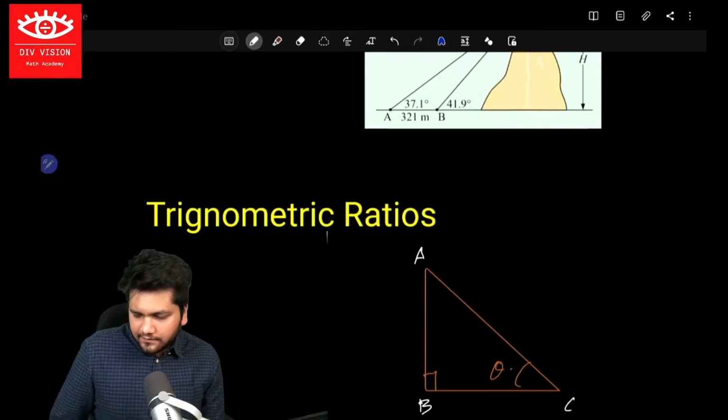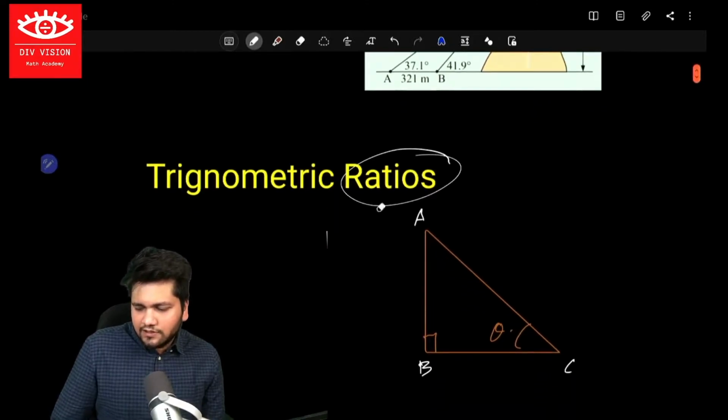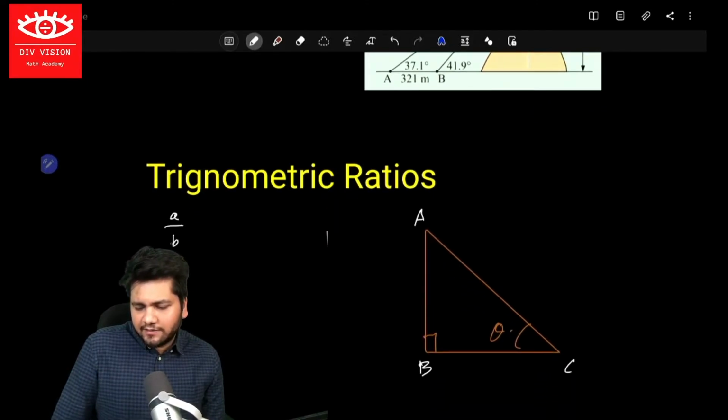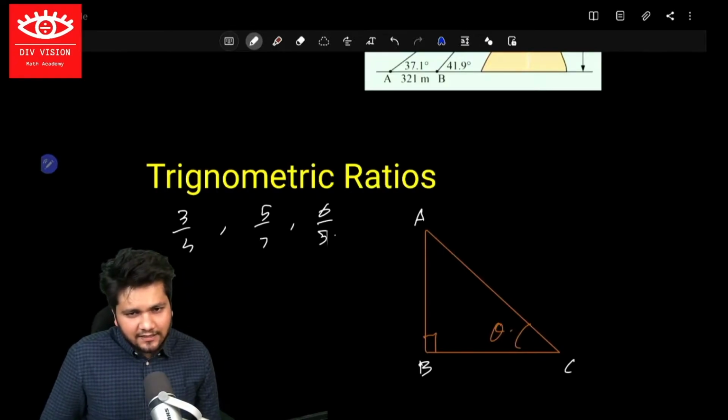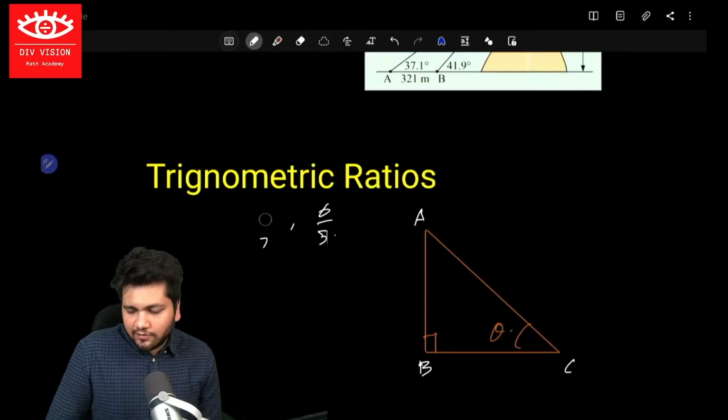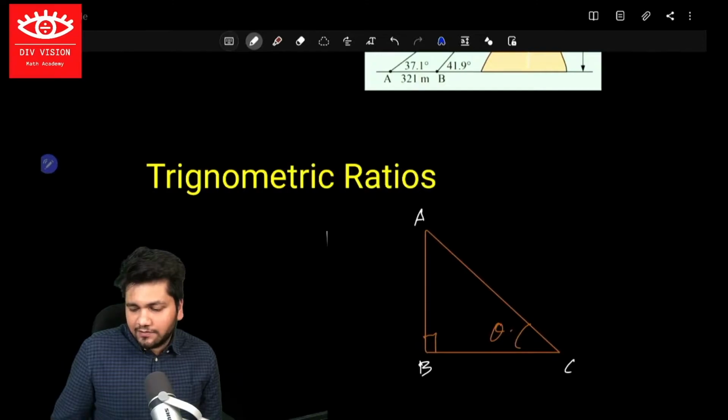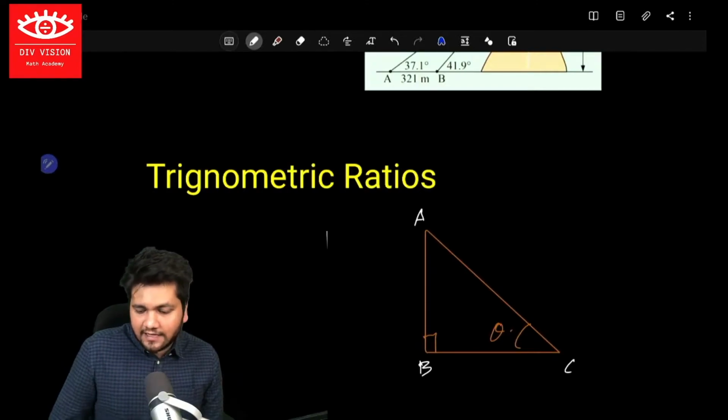Now, ratios means something about something, like A by B, C by D, E by F. All these are ratios. For example, if we talk about numbers, 3 by 4, 5 by 7, 6 by 5 and so on, these are basically your ratios. Now trigonometric ratio means what? It is with respect to a triangle, and that is also a right angle triangle.